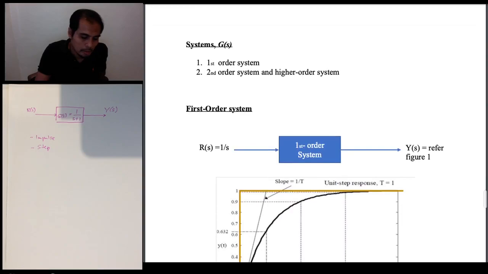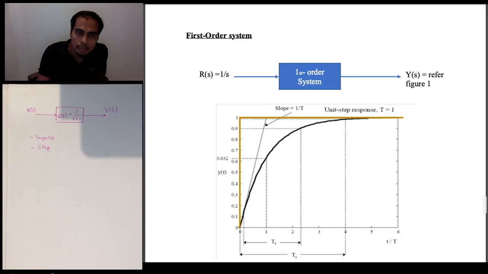Let's talk about systems. Systems can be divided into at least two types. The first one is the first order system, although we also have a zero order system, which is a pure gain system. We discuss first order, second order, or higher order systems. A first order system is a system with a first derivative term in it, only one and only the first derivative.